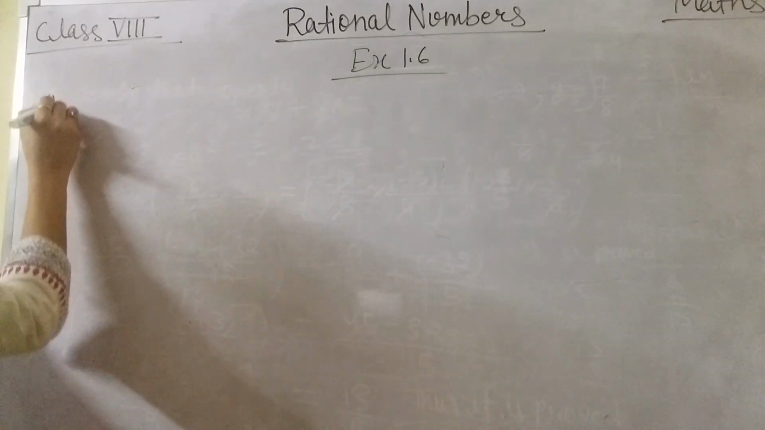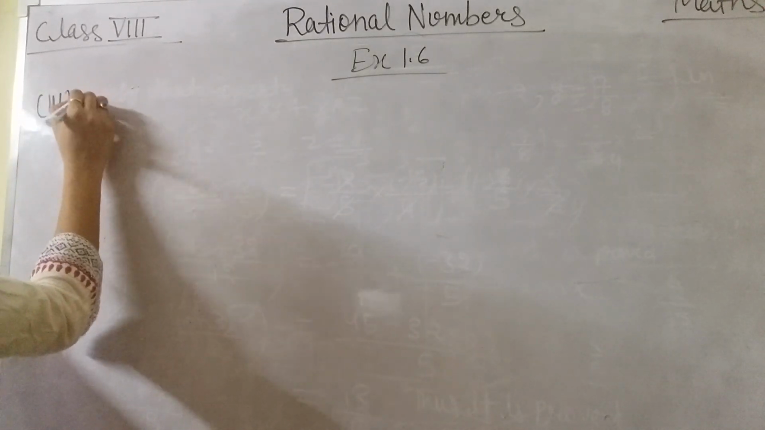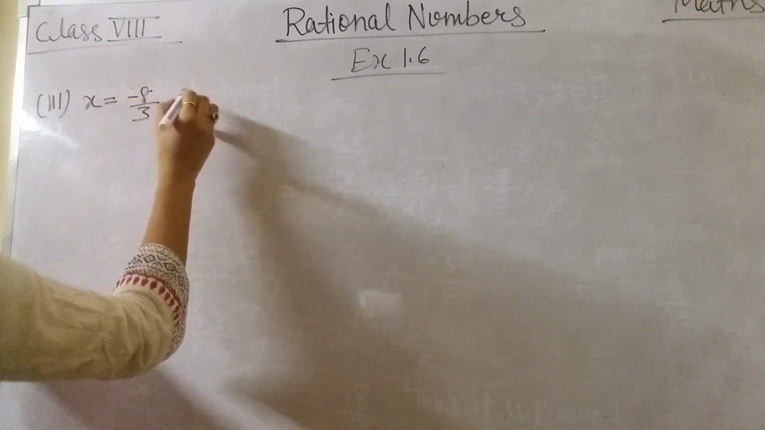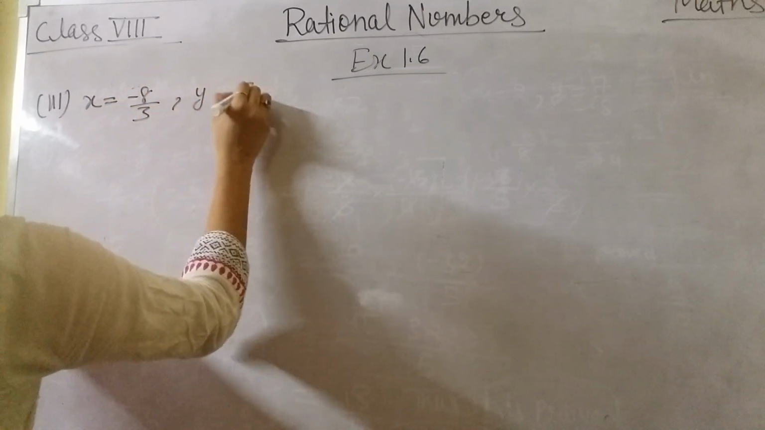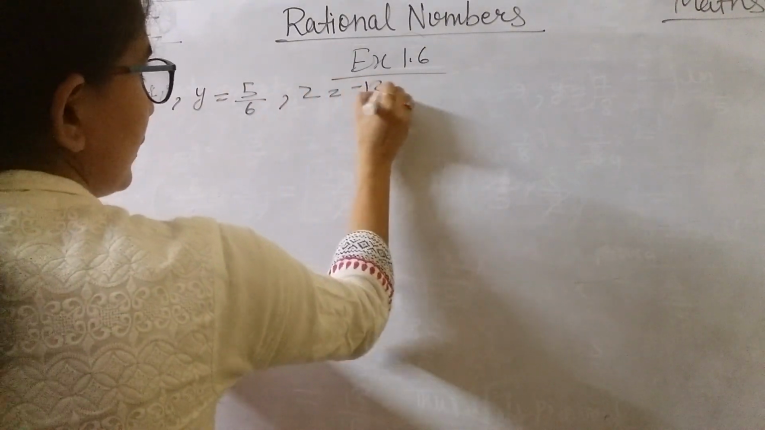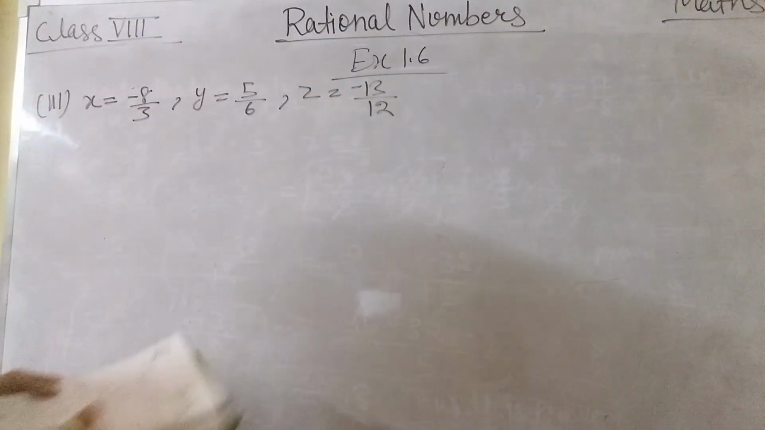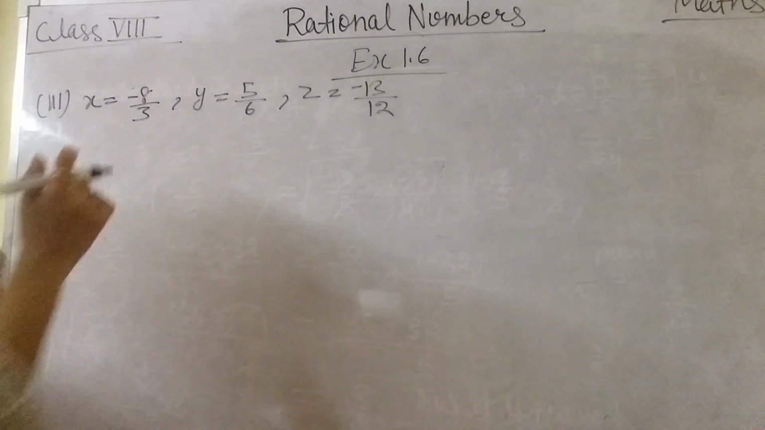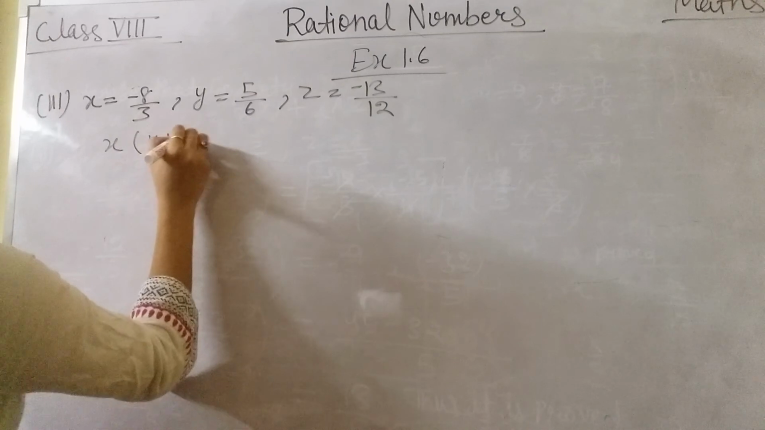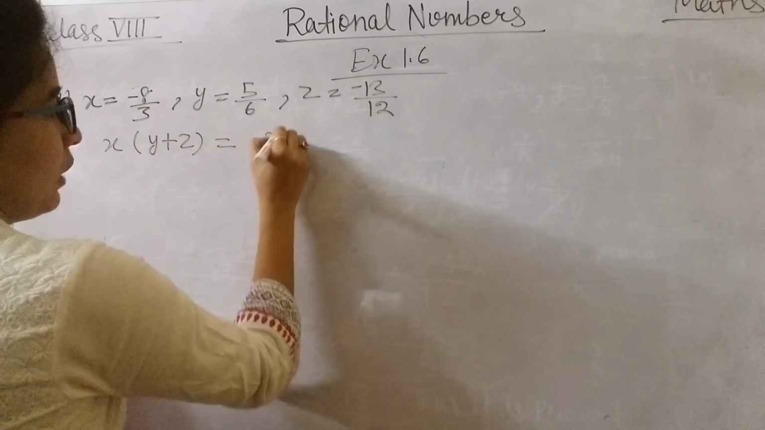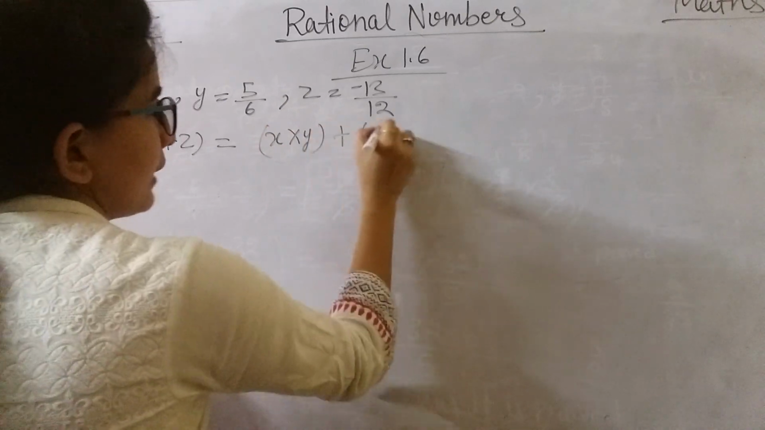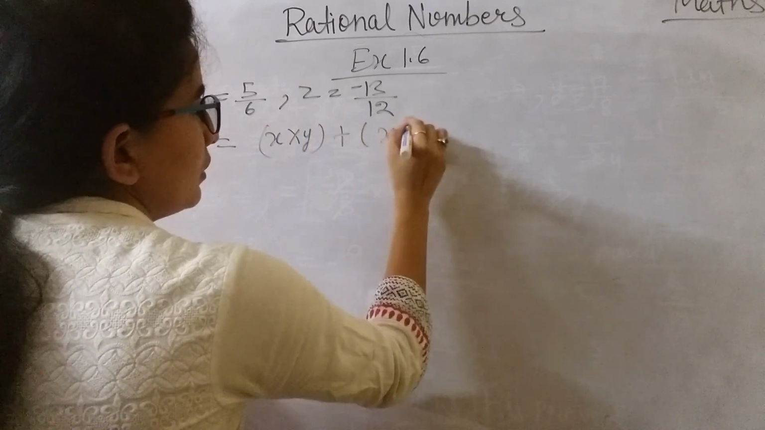Question number 3rd is, the value of x is minus 8 upon 3, y is 5 upon 6, and z is minus 13 upon 12. So again we have to prove x into y plus z is equal to x into y plus x into z.